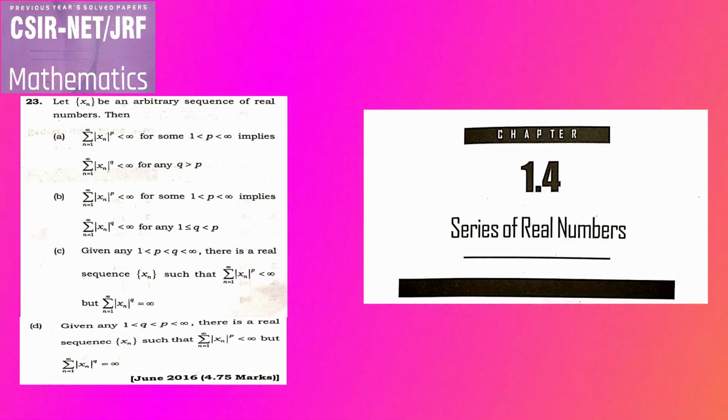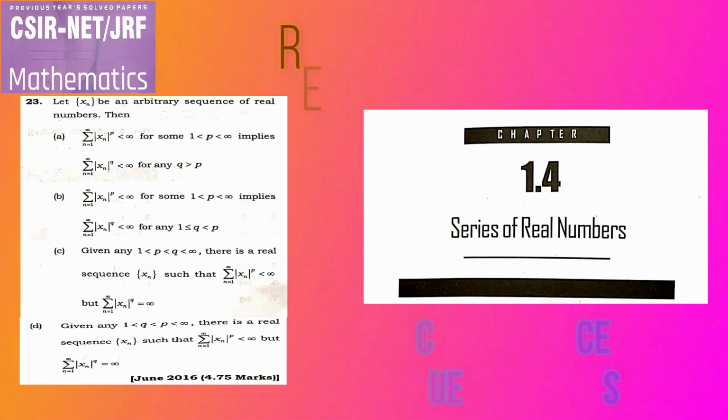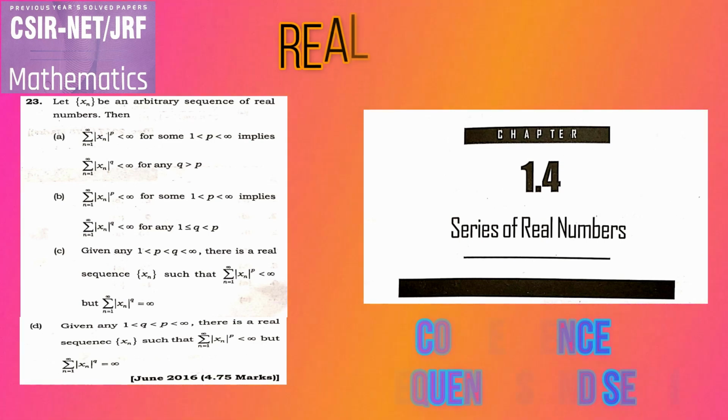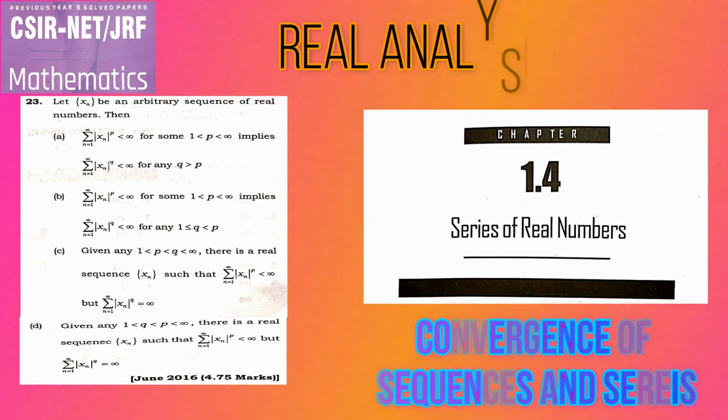Question: we are given xn, an arbitrary sequence of real numbers. So xn is an arbitrary sequence taking its numbers from the real numbers, and you may take anything. Then we have to figure out which of the options are correct. Four options are given.